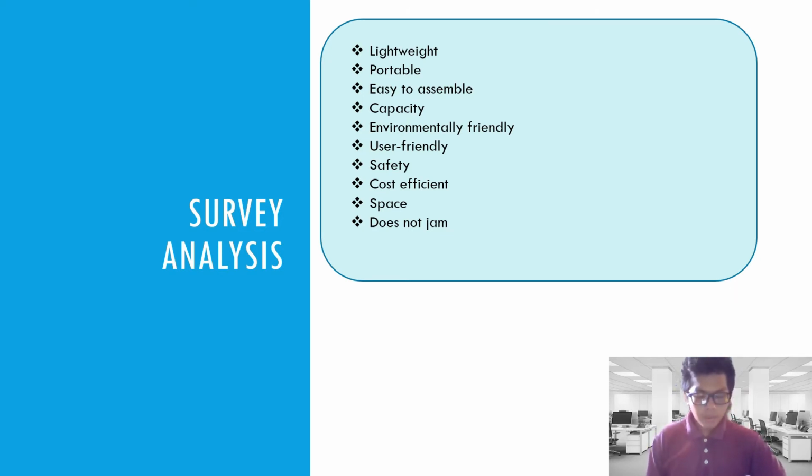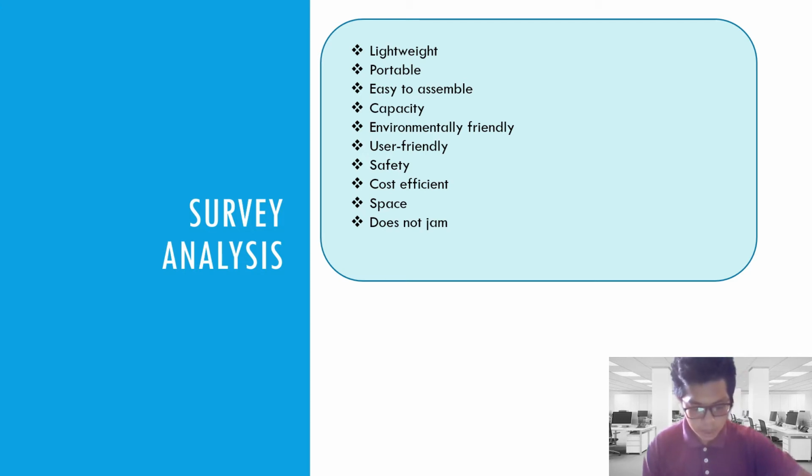From our survey, we have come out with our survey analysis. Our customer requirement is that they want our product lightweight. The weight of the trash bin should be light so it can be carried anywhere without requiring a lot of effort. And then portable. The trash bin should be able to be moved around and should be compact. Assemble. The trash bin's separate component parts should be easy to assemble and dismantle when needed.